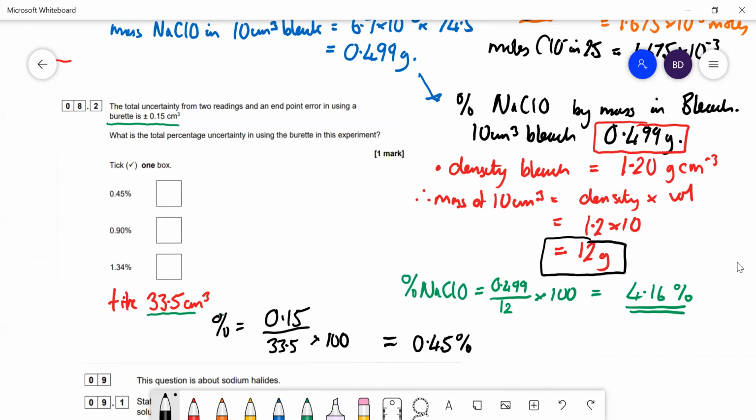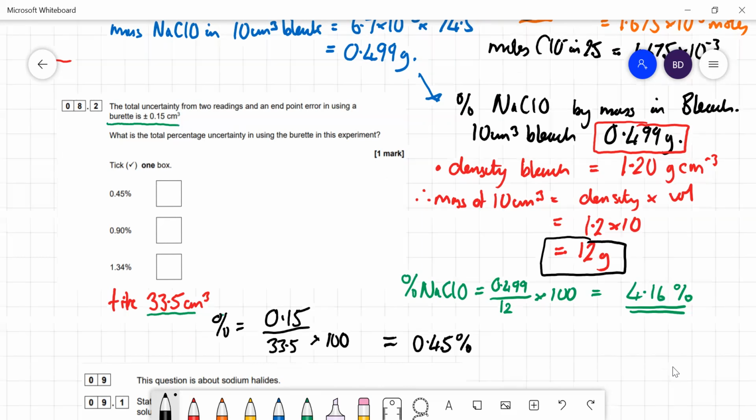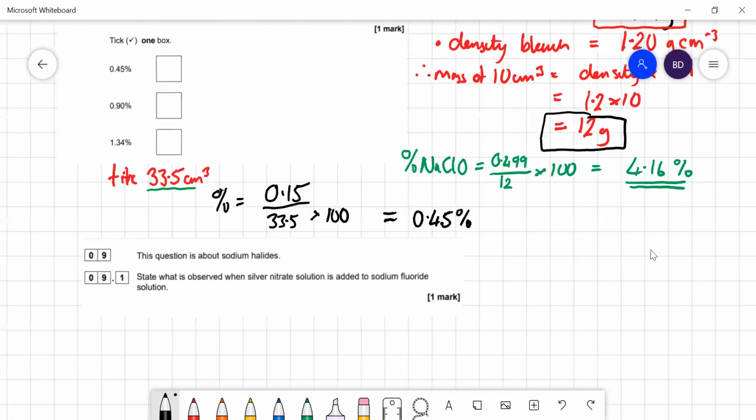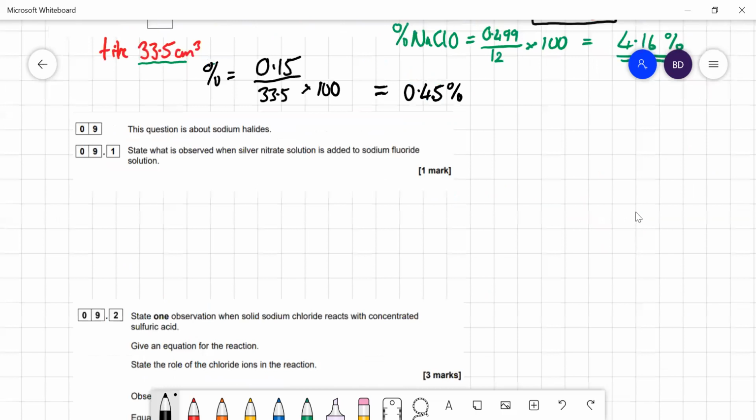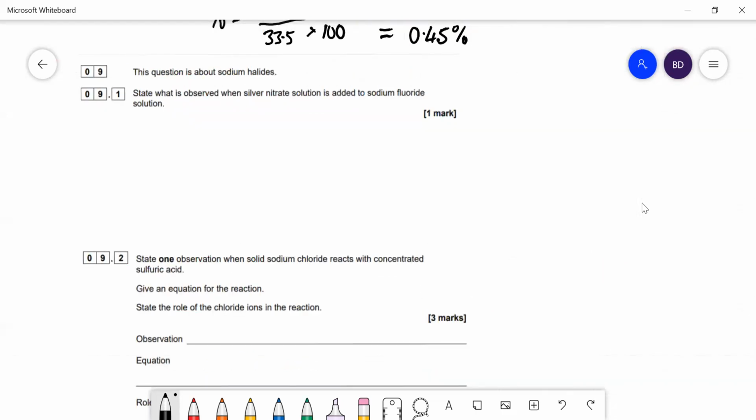Not much at all. Okay, now onto an inorganic. This is about group 7. Okay, question about sodium halide. So we're talking about sodium fluoride, sodium chloride, bromide, and iodide, and so on. What is observed when silver nitrate is added to sodium fluoride solution? Nothing happens, no visible change.